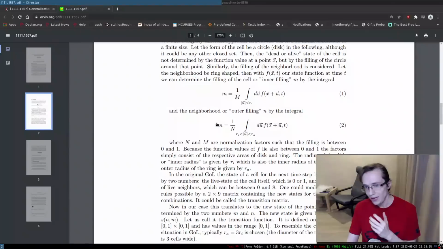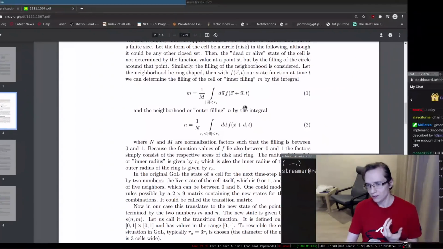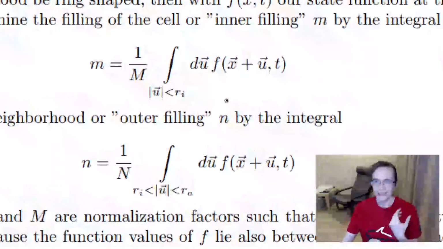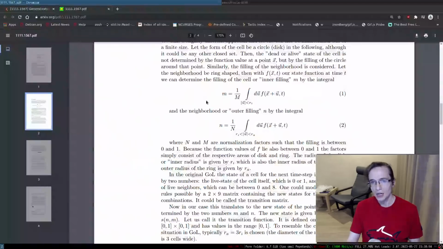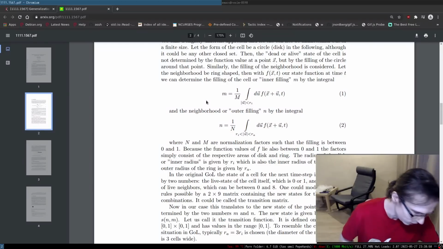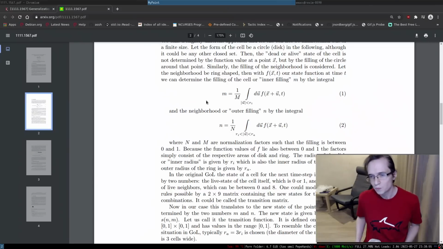Here we have everything continuous. The neighborhood of the cell is described by these 2 integrals, which are kind of scary, but in reality they mean a ring. All right, so essentially, let me actually open up my paint.